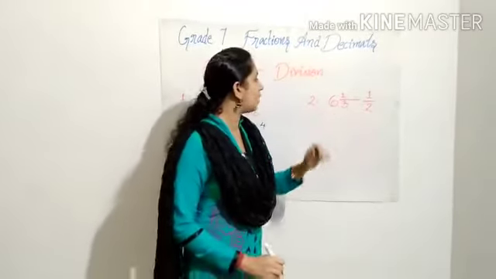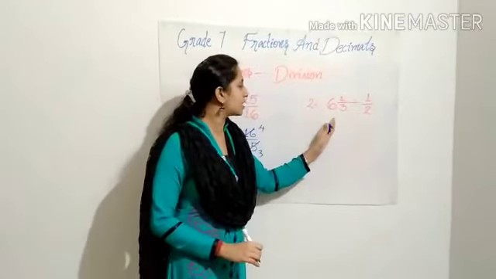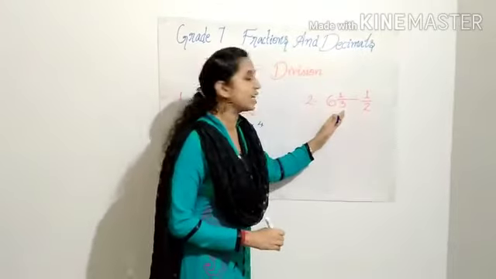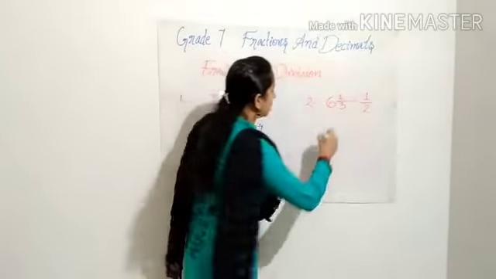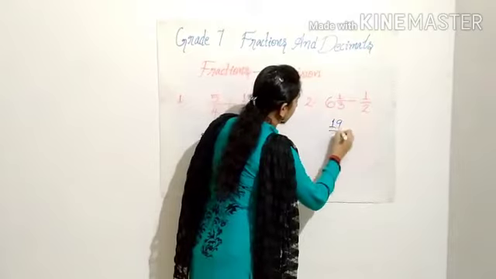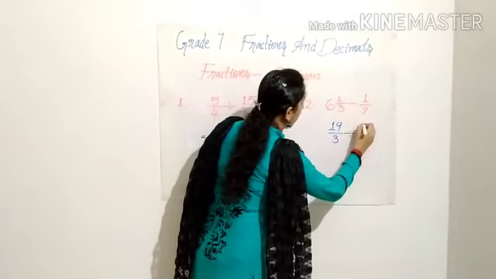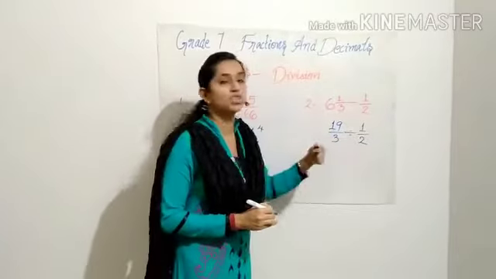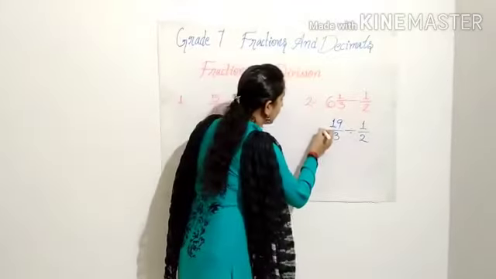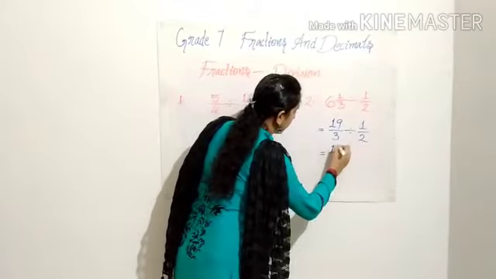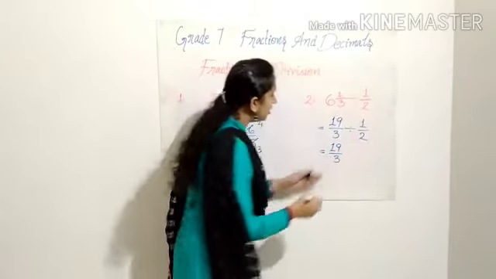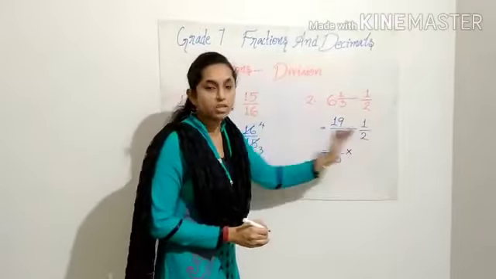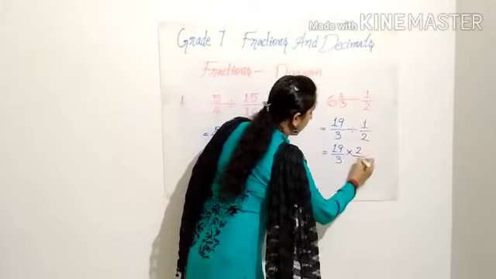6 1 by 3 divided by 1 by 2. Here you see a mixed fraction. We have to convert it into an improper fraction. That is 6 into 3, 18. 18 plus 1, 19. So 19 by 3 divided by 1 by 2. Now the next step is to convert the operation division to multiplication. So what we get? 19 by 3. No change to the first fraction. And division turns to multiplication, and the reciprocal of 1 by 2 is 2 by 1.